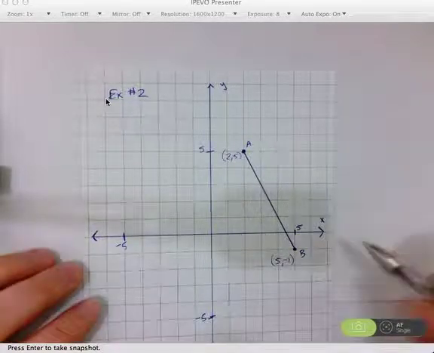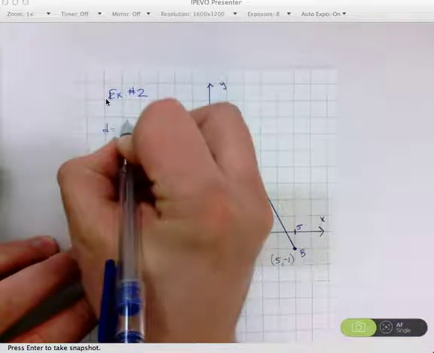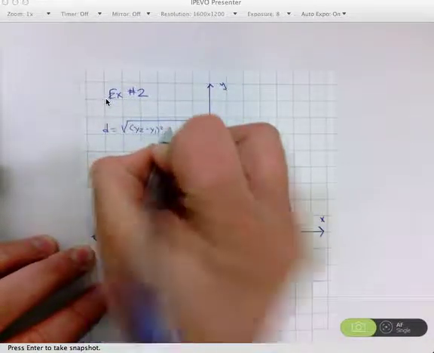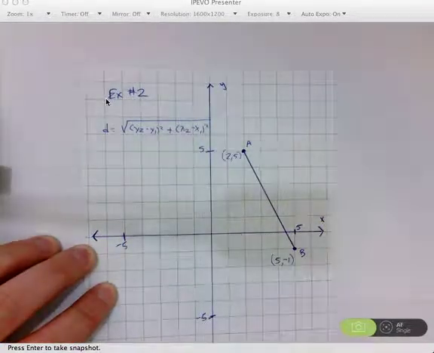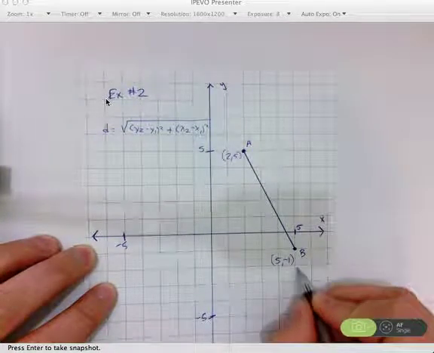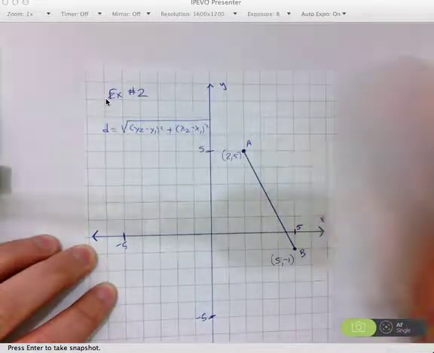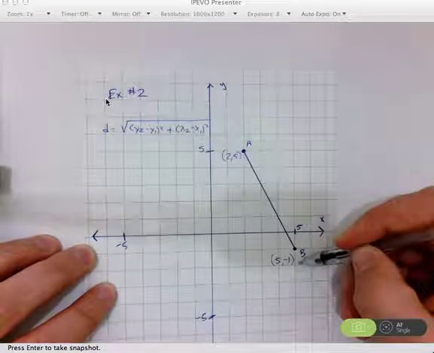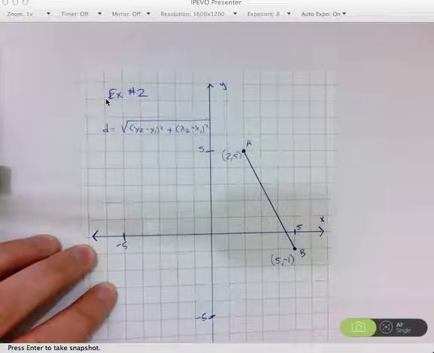So again, the distance is going to be equal to the square root of y2 minus y1 squared plus x2 minus x1 squared. Just to show that it can be done the other way, let's call this one down here our x1 and y1, and this one up here our x2 and y2, to show you that it doesn't matter which direction you go. You don't have to go left to right. As long as you go from the same coordinate, subtract the other coordinate in both cases. You have to be consistent in that.